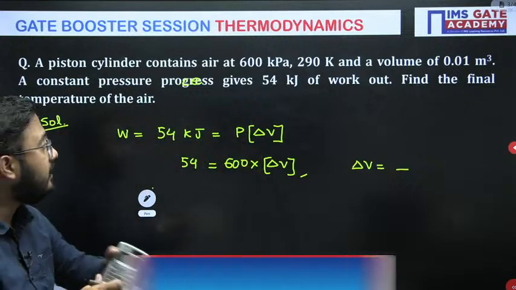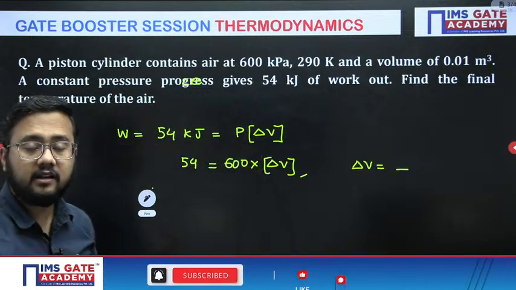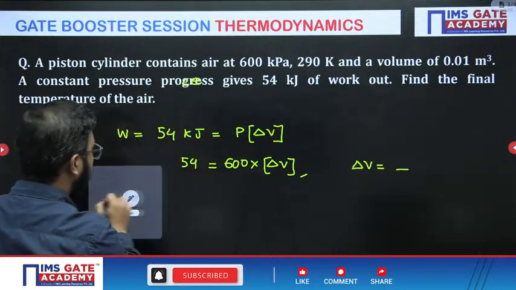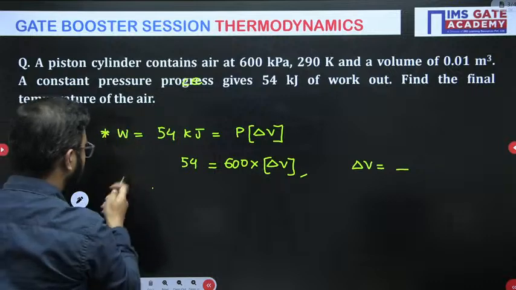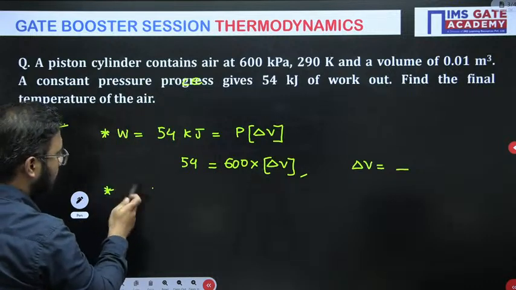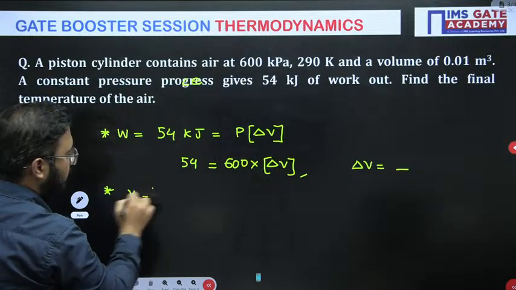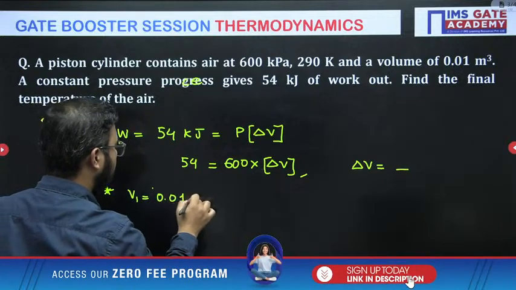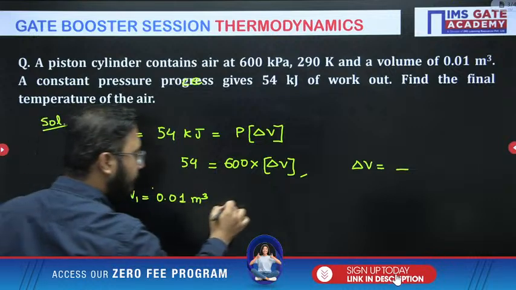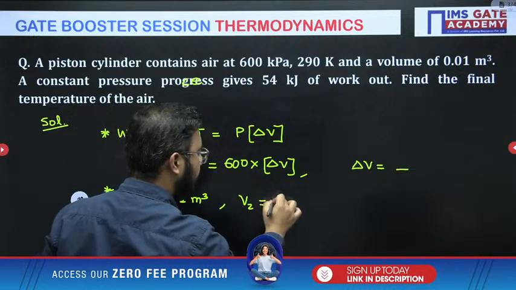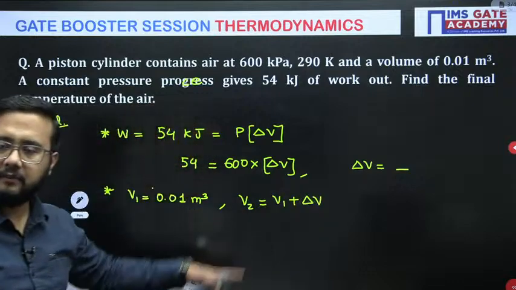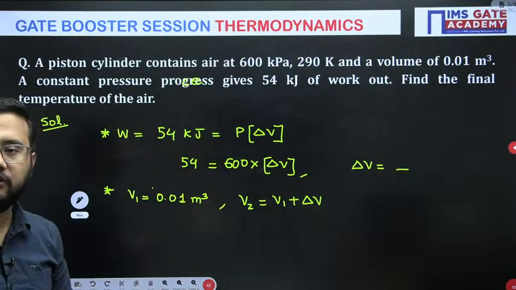Now as they have given, it is a constant pressure process, and obviously initial volume, that information is already given to us. Initial volume that we are having is 0.01 meter cube. Can I find out the V2 volume? Yes, V1 plus delta V. That will be our final volume. That's how we will get the value of V2 here.